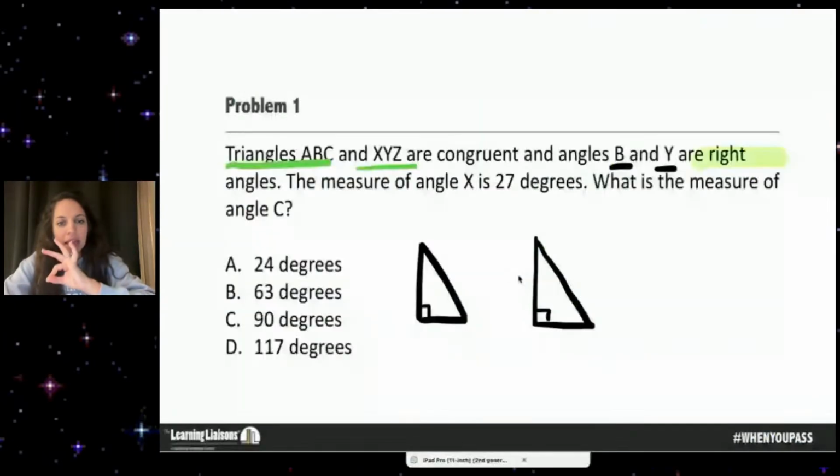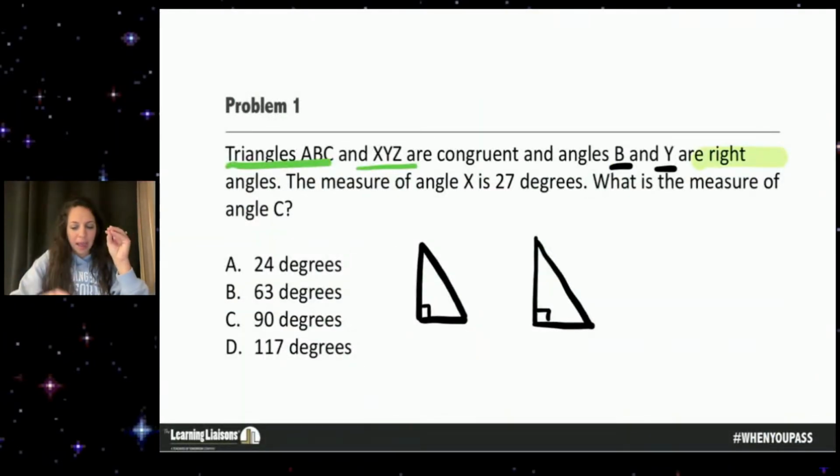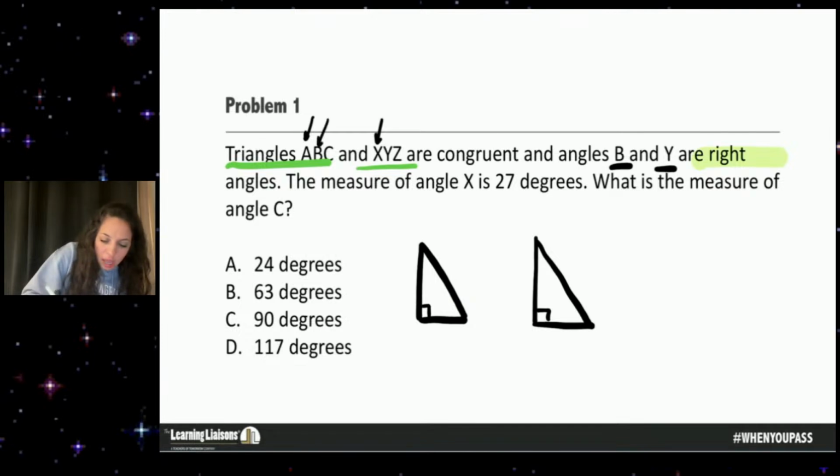When we're talking about triangles A, B, C, X, Y, Z, the letters that are in the same position match. So A and X go together and so on. If it doesn't say that A and X are matching, you know that because of the order in which they name them. So A and X match, B and Y match, C and Z match. So I'm going to start up here, A, B, C, because B is the right angle, X, Y, Z.